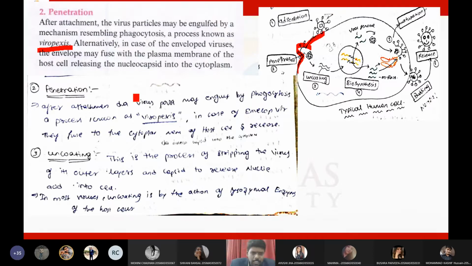Then uncoating. So now the virus has entered inside the cell. Now inside the cell we have something called lysosomes. So what is the role of lysosomes? Lysosomes will try to digest whatever pathogen entered into the cell. Now the cell will think it got a pathogen, so the cell will release lysozymes to digest the outer capsid membrane of the virus.